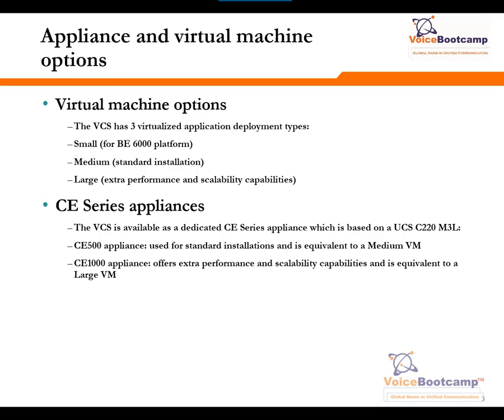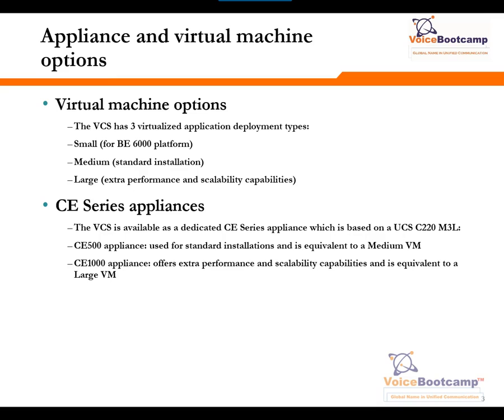Now, as you know, the virtual machine is becoming very popular, and Cisco is pretty much deploying everything on virtual machine on their own UCS platform. And if you are going to deploy virtual machine, then you can deploy TelePresence VCS in 3 different deployment models: small, medium, and large.